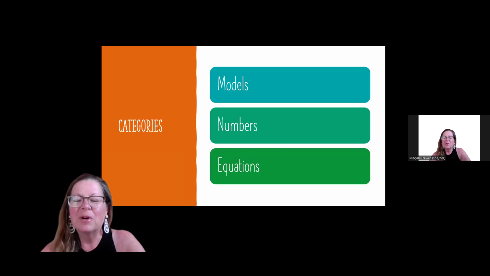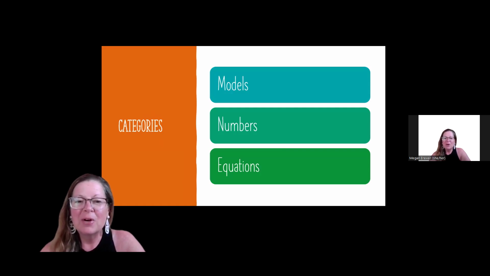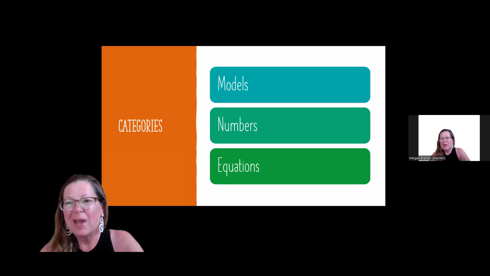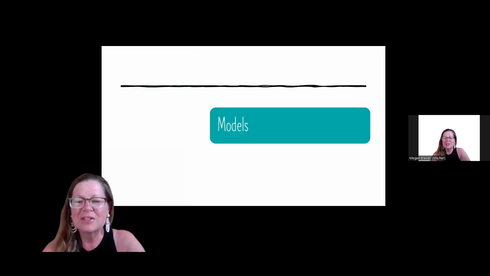These are the 3 categories for this math routine that are included in our Google slide deck, which you can purchase from our website for students in grades kindergarten through 6th grade. We have models, we have numbers, we have equations. We have over 300 examples. Let's look at some of them. Let's go into models first.